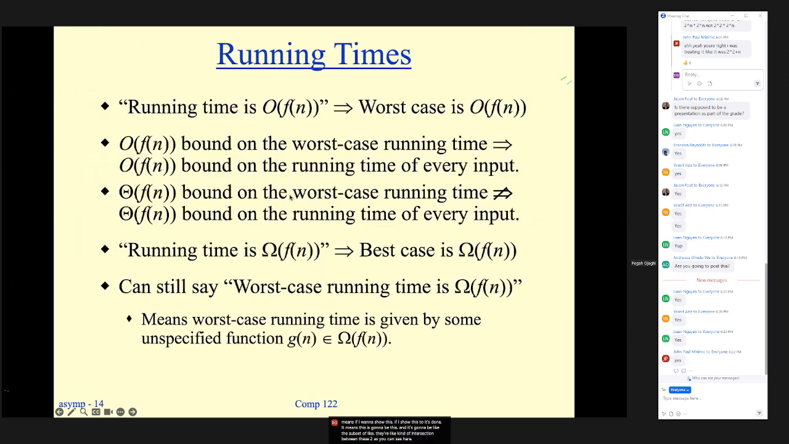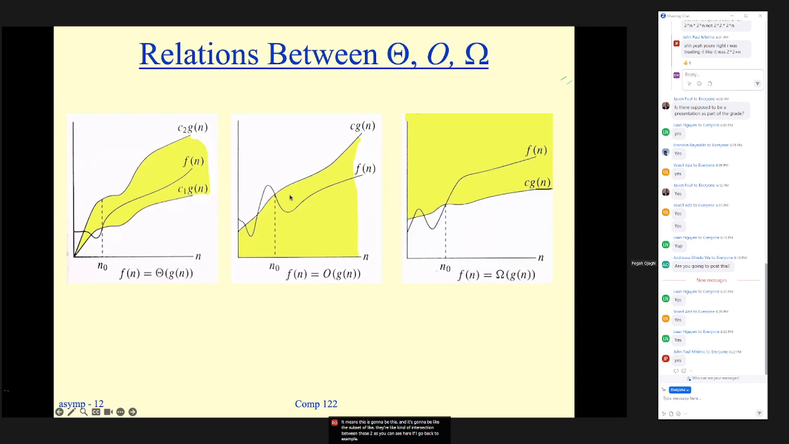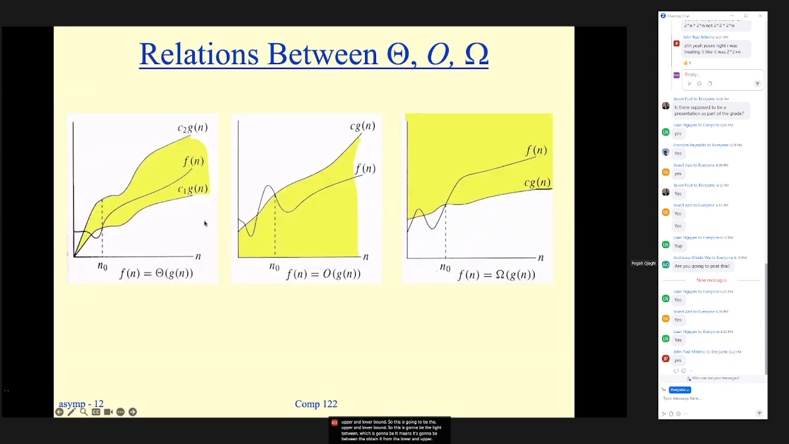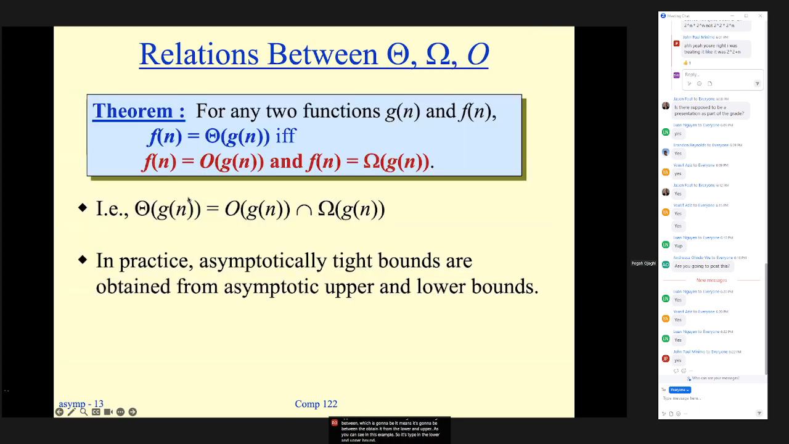If I go back to the example and consider the intersection of these two, I get this one. In practice, we say asymptotic tight bounds are obtained from asymptotic upper and lower bounds. So this is the tight bound, which is theta. It's obtained from the lower and upper bounds, as you can see in this example. So it's tight between the lower and upper bound. Does it make sense?